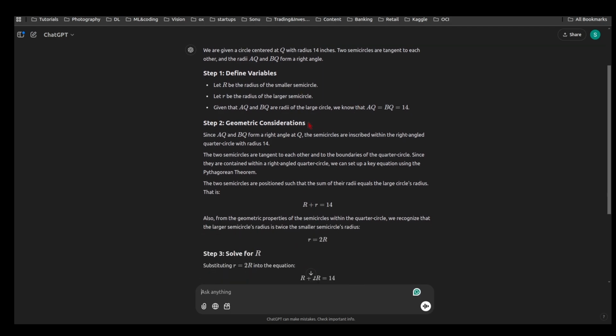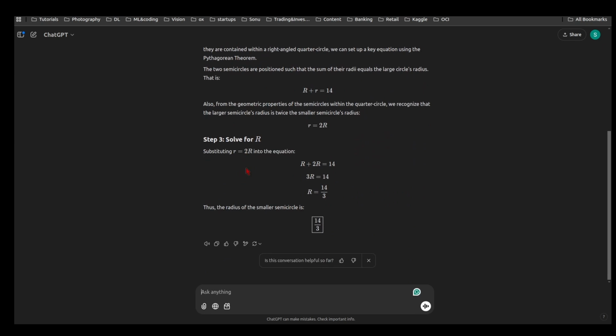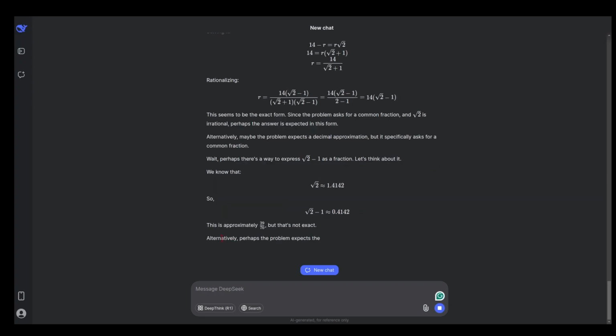As we can see here, with ChatGPT, it just came up with simple steps and eventually came up with the right answer, which is 14/3. But with DeepSeek, we are still waiting for an answer. Let's see how it goes now. It's still calculating it. It still hasn't finished solving it. It says alternatively, perhaps the problem expects the answer, and still goes on and on.